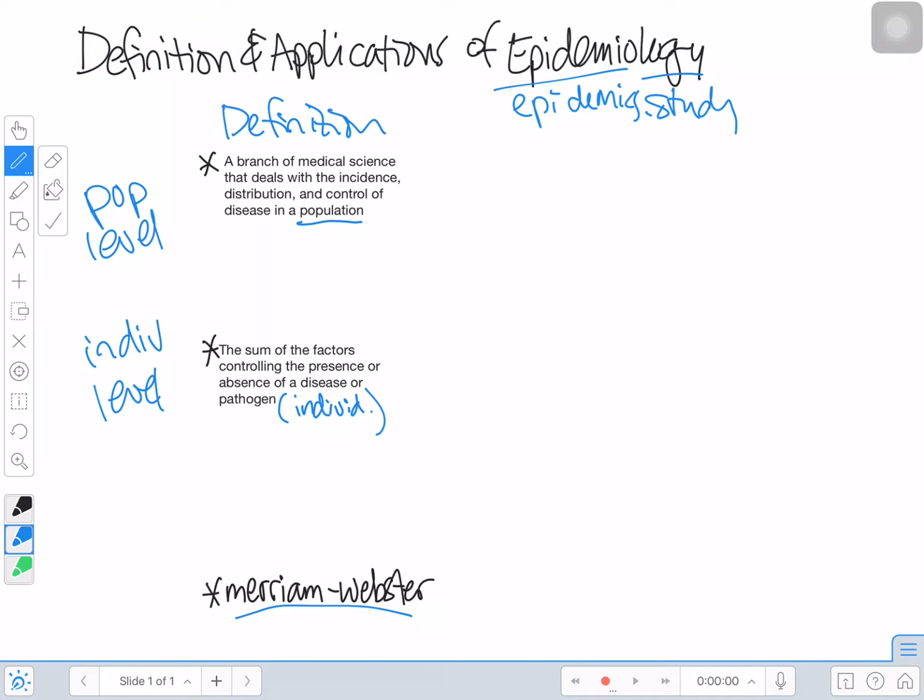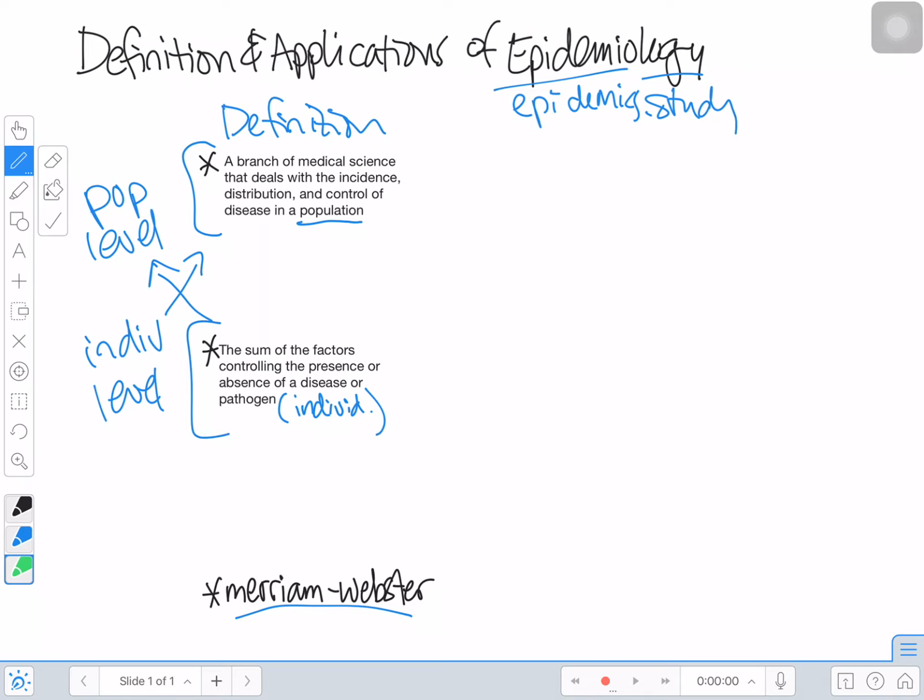Now, these are not nice, neat, controlled categories. There are a lot of things that we look at on the individual level that sort of spill over to population and vice versa. It's not necessarily these two separate categories that are hard and fast rules. But in general, it can be helpful to think about this sort of population level epidemiology and this individual level epidemiology so that we don't forget that there are a variety of different ways to think about this.